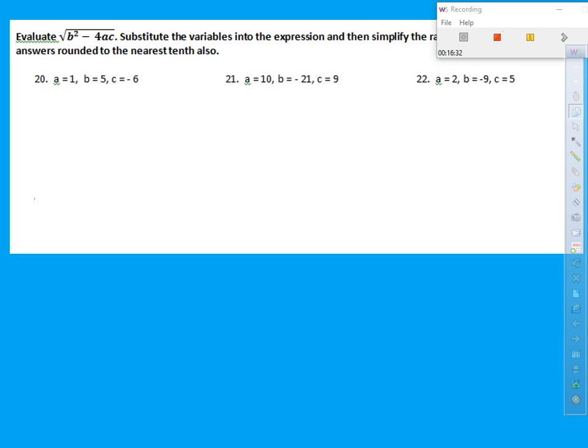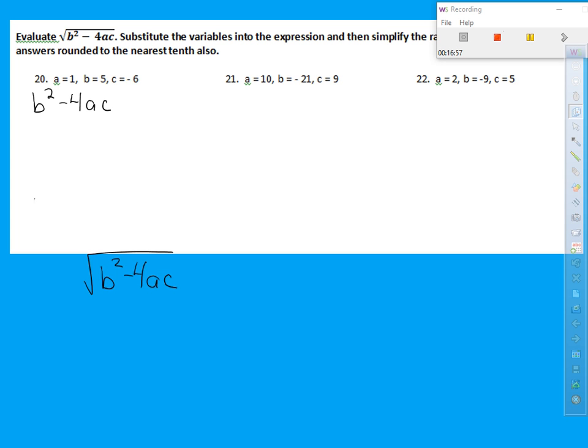So here's what I'm going to ask you to do. The square root of b squared minus 4ac plays a very important role in the quadratic formula. The b squared minus the 4ac is called the discriminant. So I'm going to get you some work with the discriminant today. So what I'm going to ask you to do is evaluate b squared minus 4ac.